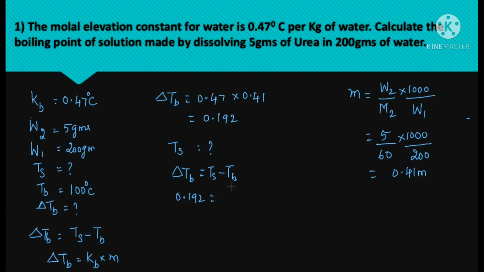So it is 0.192 is equal to Ts minus Tb, and we are in need of Ts. So 0.192 plus 100, is it not? Tb is 100. So the answer is 100.192 degrees centigrade. Understood, students? We will see the next problem.